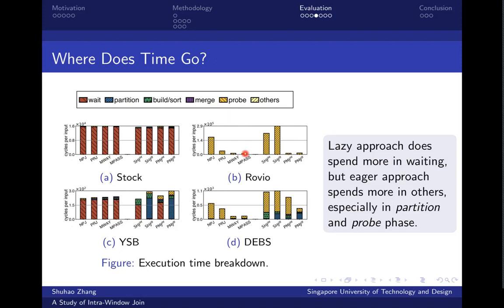I only highlight one key observation here, which is that the lazy approach does spend more cycles in waiting for tuples to arrive in some workloads, for example, Stock and YSB. But if we exclude the impact of waiting time, we will see that the eager approach actually spends much more cycles in handling each tuple. And in particular, more cycles are spent in partition and probe phases.